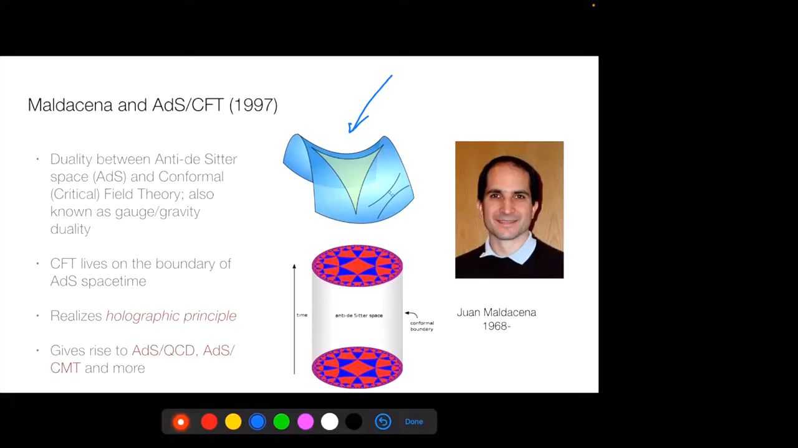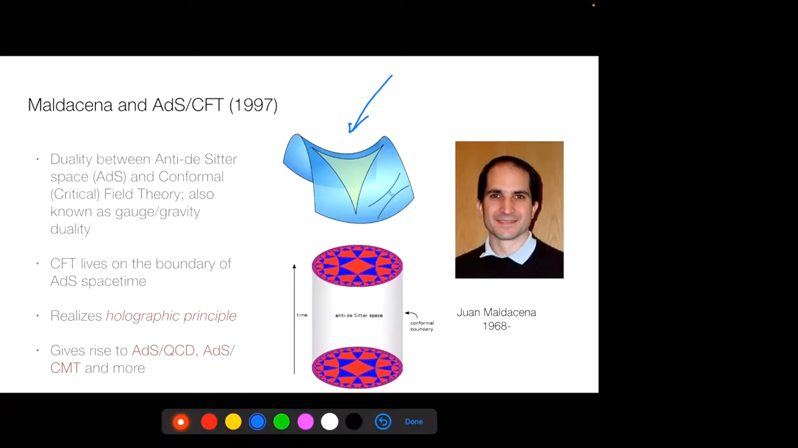And Maldacena said, well, if you look at a gauge theory on this anti-de Sitter space, then you can look at the boundary of the space, the sort of far infinity behavior, far out from the center of the space. And instead of seeing something that looks like general relativity, you'll see something that looks like a gauge theory, and it'll be a critical field theory.